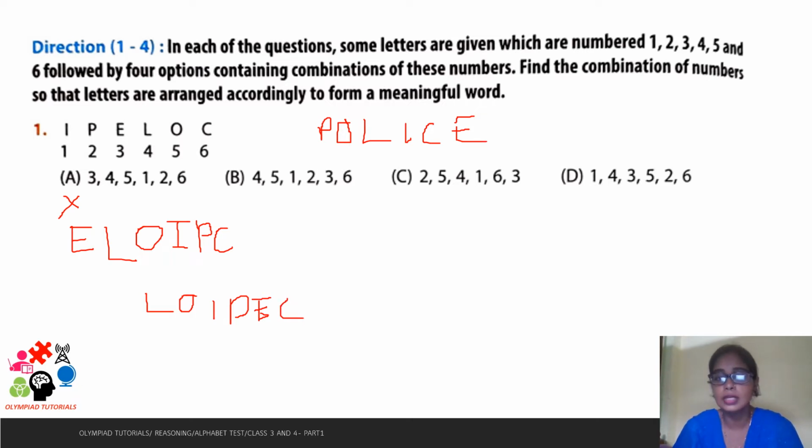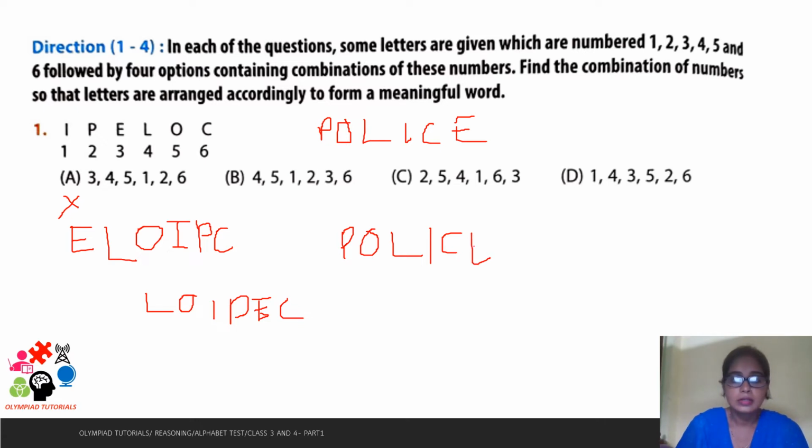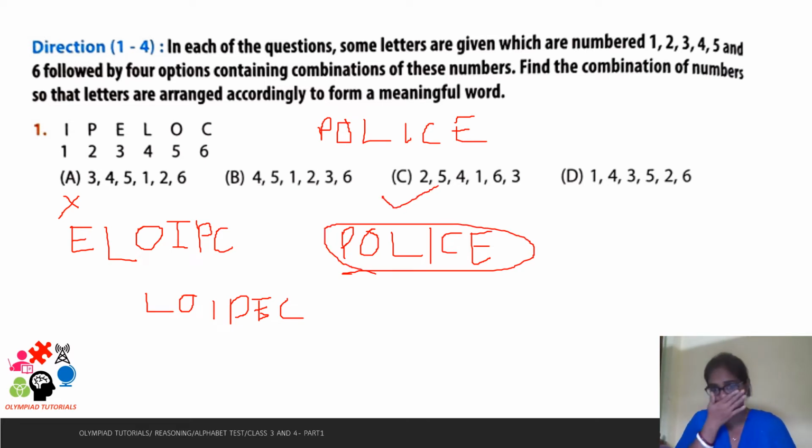Now let's move on to the next option, that is option number C. So the first number is 2. So the corresponding letter is P. 5 corresponds to O. 4 will give you L. 1 will give you I. 6 will give you C. And 3 will give you E. So quite simple. You got the word police. That means your option number C is going to be your correct option.